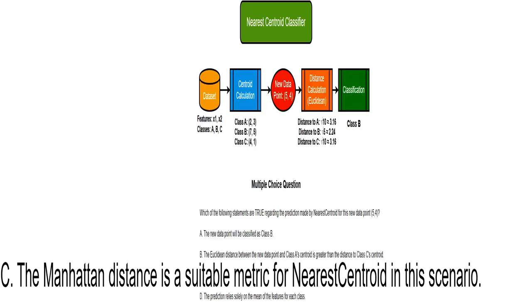This statement evaluates the suitability of the Manhattan distance as a metric for the NearestCentroid classifier. Remember, NearestCentroid uses Euclidean distance by default. Is there flexibility to change this? Does the problem state any such change?